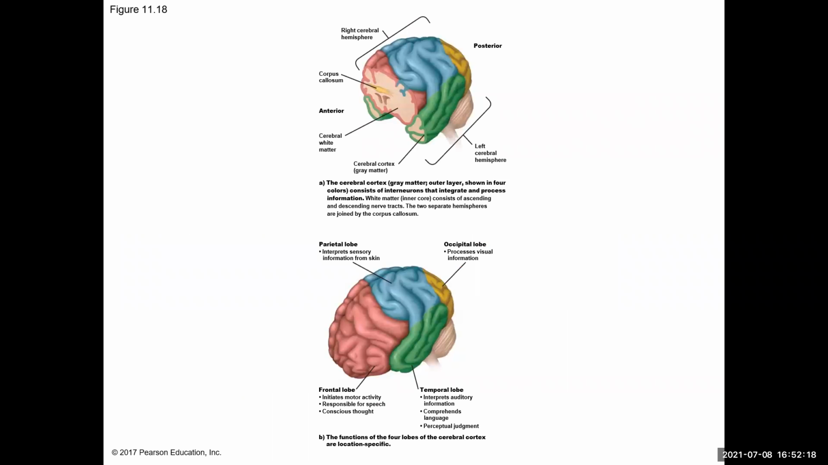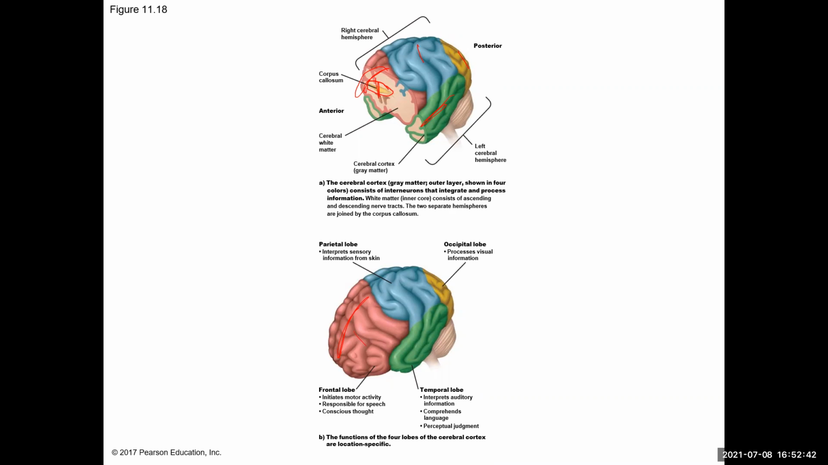So here we have a figure showing the cerebral cortex. You can also see the corpus callosum here connecting the 2 hemispheres. So you have your occipital lobe, parietal lobe, temporal lobe, and then the frontal lobe. You can see that frontal lobe here. It just tells you all of the information we already went over.